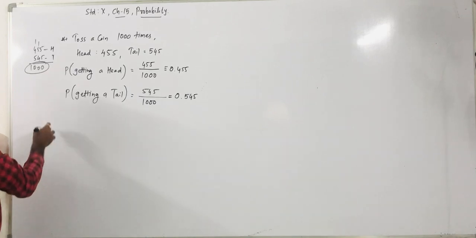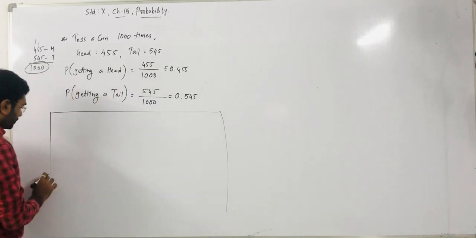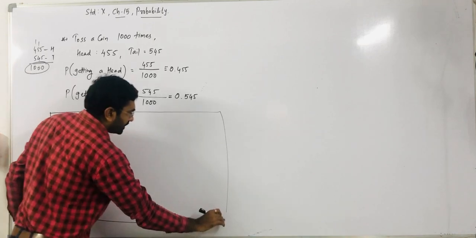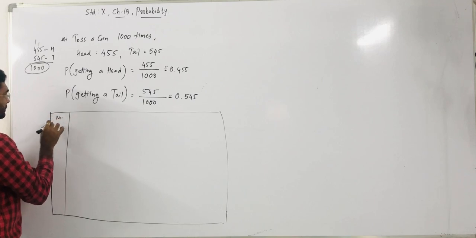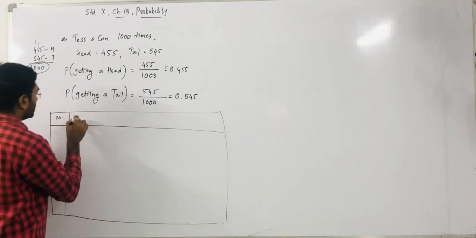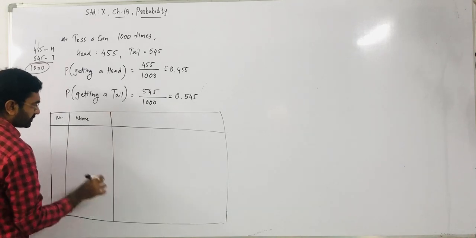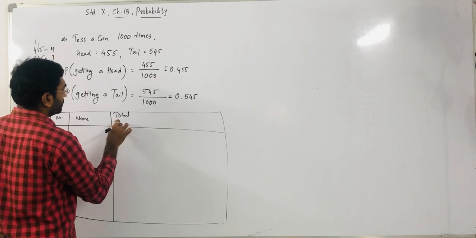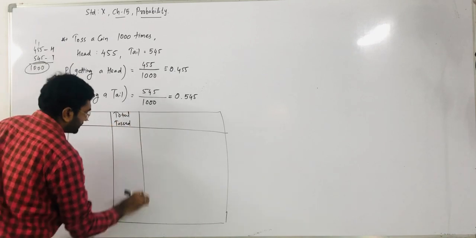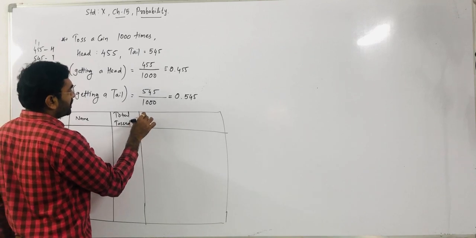But there are some scientists or mathematicians who tossed a coin many times. So here I represent a table: the number, then the mathematician's name, then the total tosses, how many times they tossed the coin, and then the number of heads.